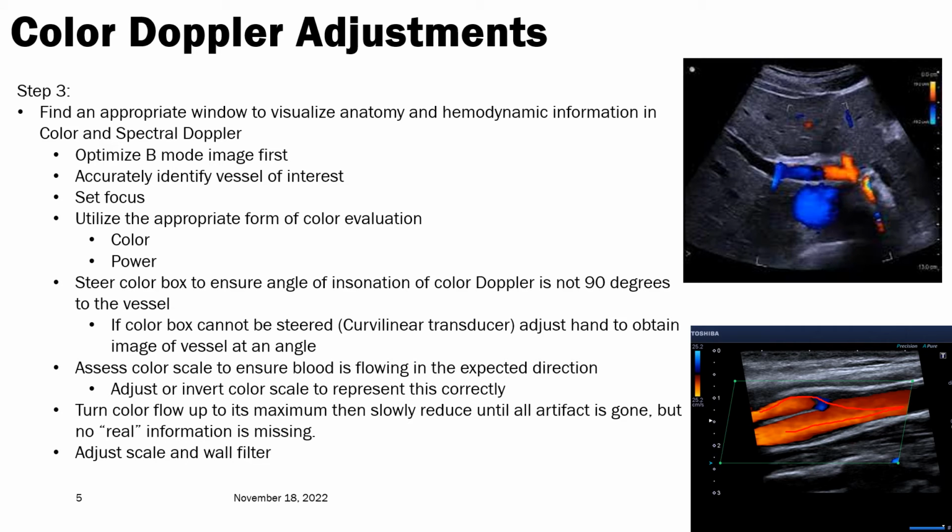That's the best way to ensure that you have maximum sensitivity of your color. If you have it turned too low, you may miss something that you otherwise would have liked to have seen. If you have it turned too high, you might get so much flashing that it's distracting and you miss something. So that's an essential part of getting your color flow set properly.